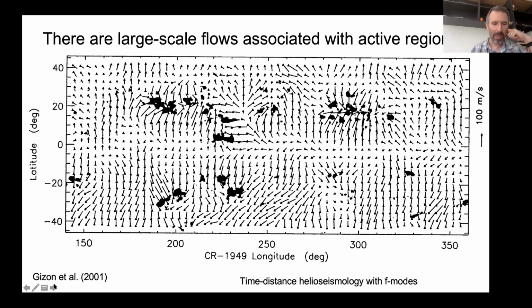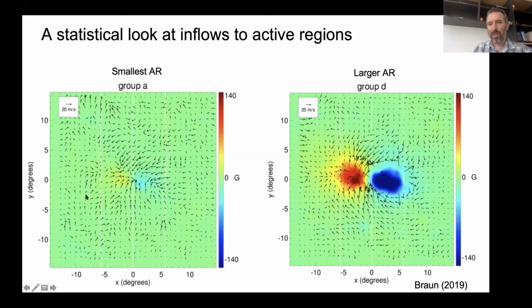And this is one example. You can also look at that in a statistical sense. So instead of looking at flows around particular active regions, you can pile up a whole bunch of active regions and look for what they have in common. And this is a result from Doug Brown where he did that, where he looked at hundreds of active regions. And you make averages of these flow maps. You all understand these flow maps because we talked about them yesterday. So you're looking at horizontal flows near the surface after averaging over a bunch of active regions.